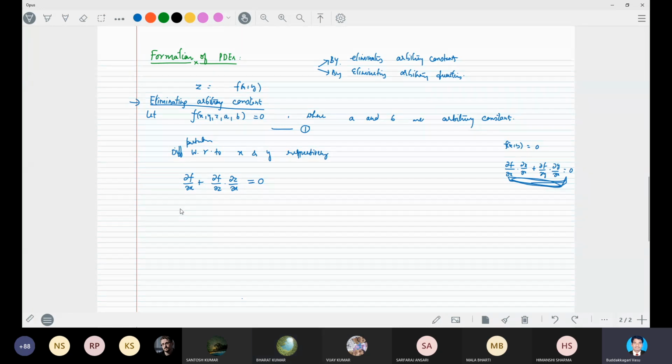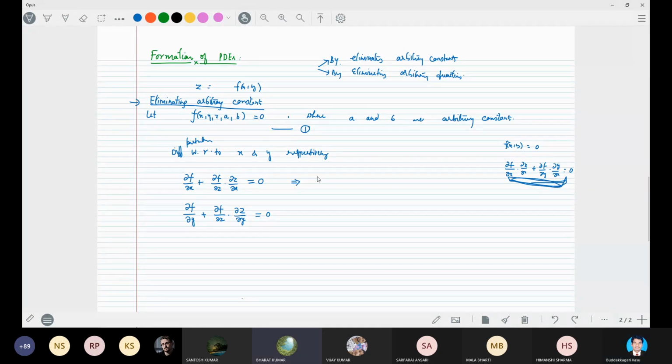Then similarly, when differentiating f equal to 0 with respect to y partially, it will give you dou f by dou y plus dou f by dou z into dou z by dou y is equal to 0, right?